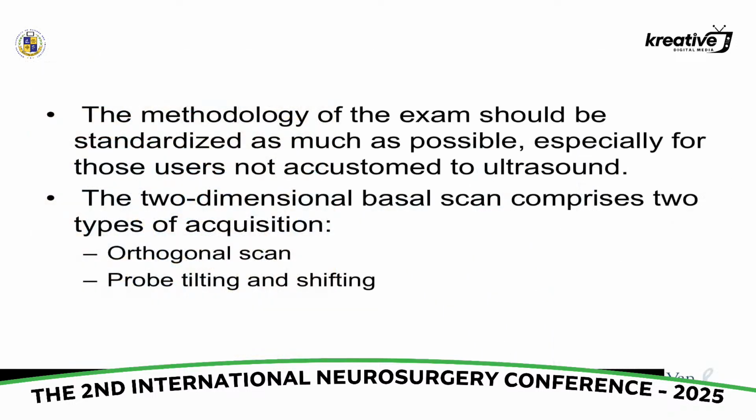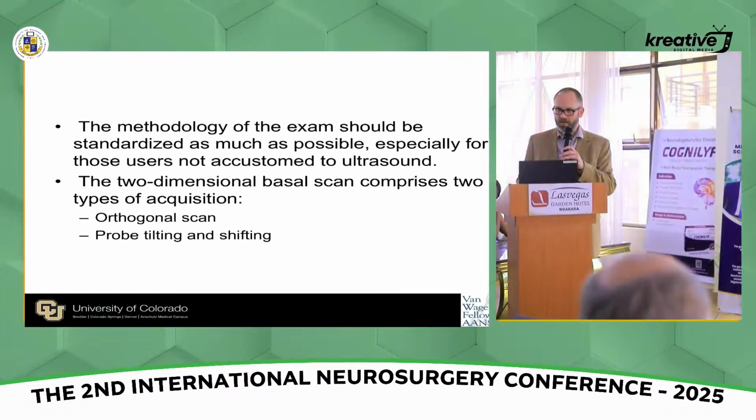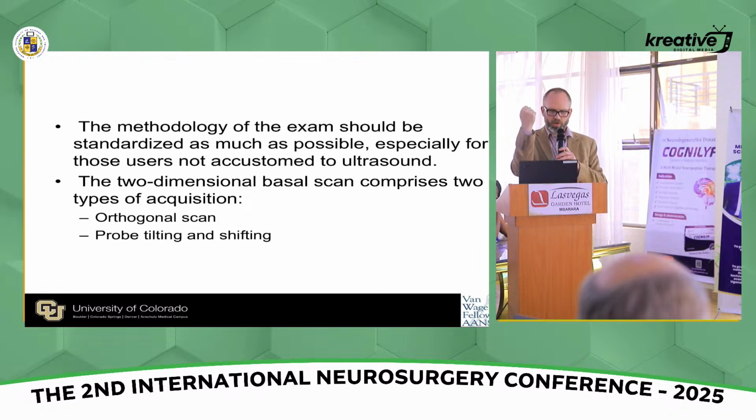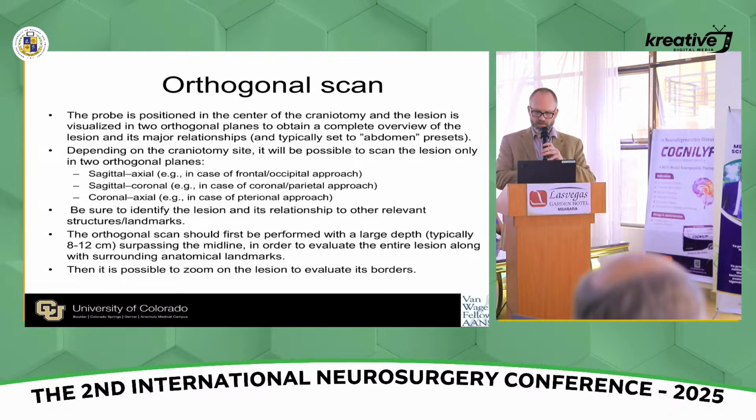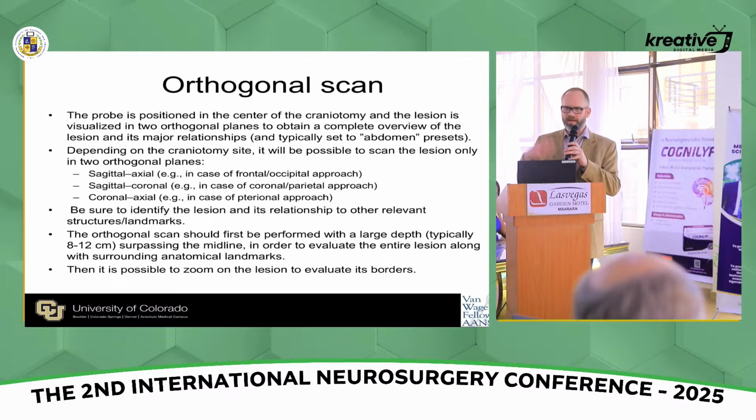Methodology should be standardized, so I recommend you have a sequence that you go through and you do it the same way every time, especially if it's new for you, so you don't lose track of what you're doing. You begin with an orthogonal scan, which we talked about. So if we start with transcranial, you're going to do an axial and a coronal view first. Then you do the probe tilting and shifting to see the whole lesion, right? With the oblique views, just to get a better understanding of everything around it. I start with B mode, and then in all those 3 modes, and then I go to Doppler to look at the vasculature, and I do it the same way every time, right?